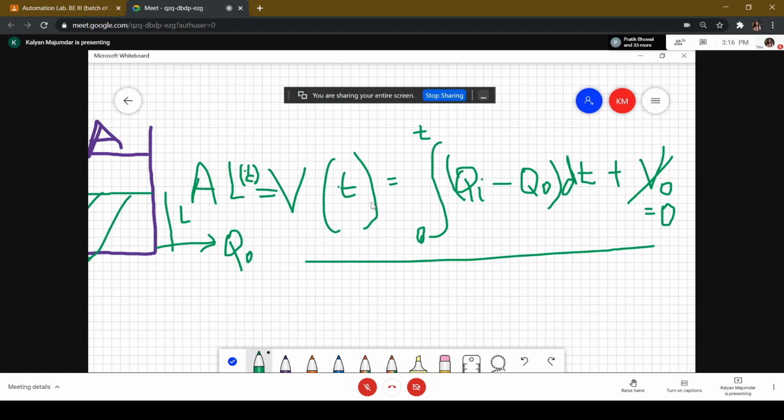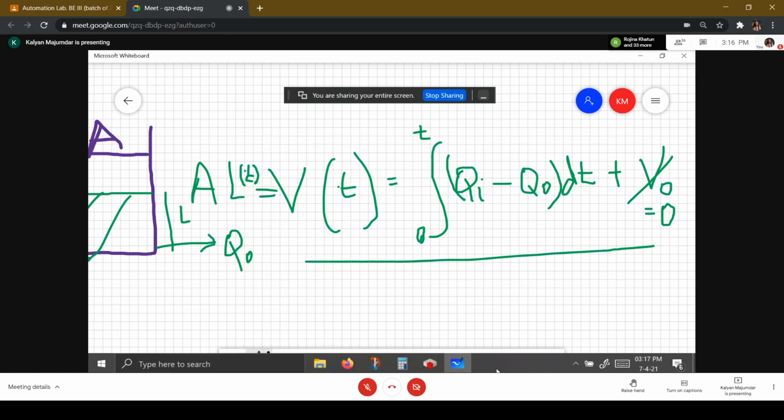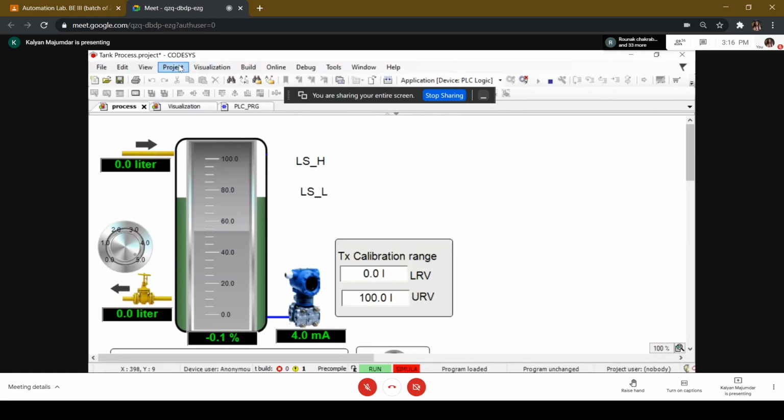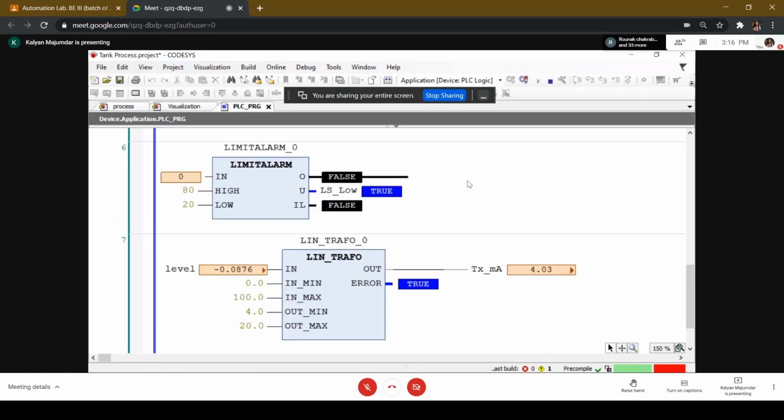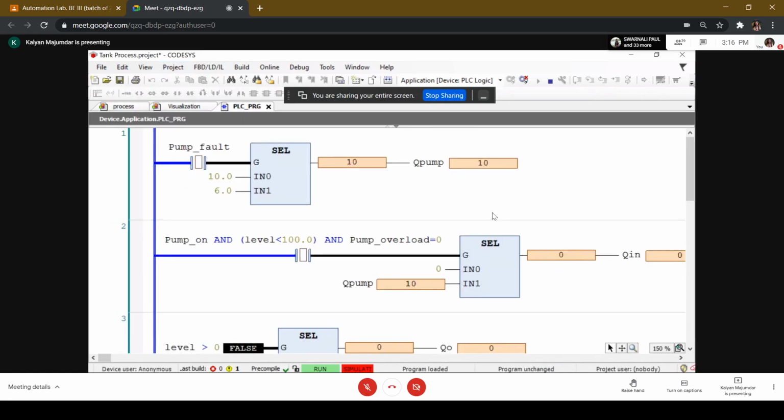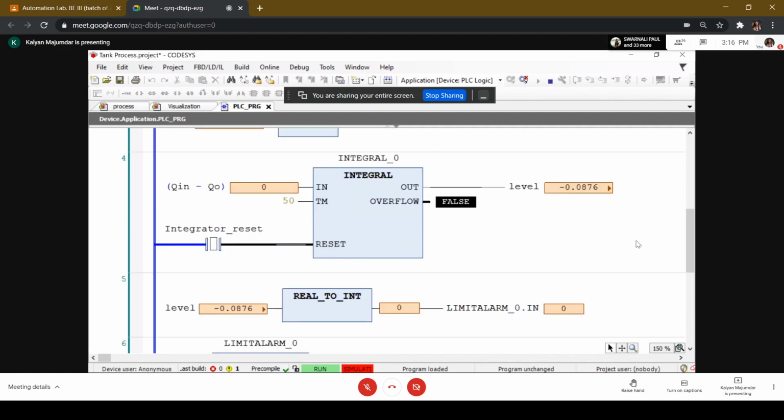fast. The question is, I have to implement this equation within the PLC, because we have got to implement the model within the PLC itself. What is the way to implement it in the PLC? This function, now where will we get this function? Okay, the way to get this function is, there is a function called integral function.